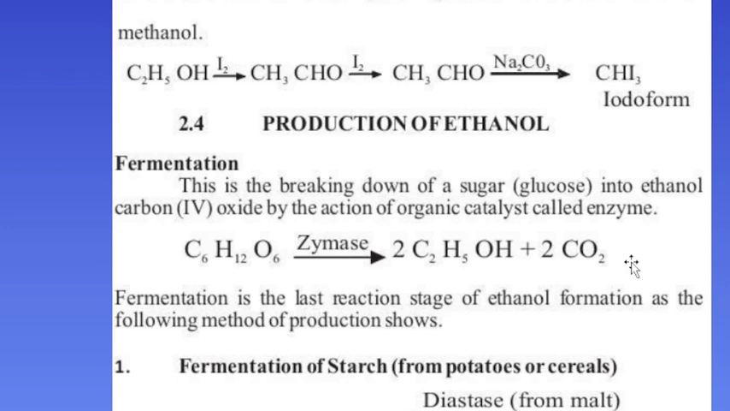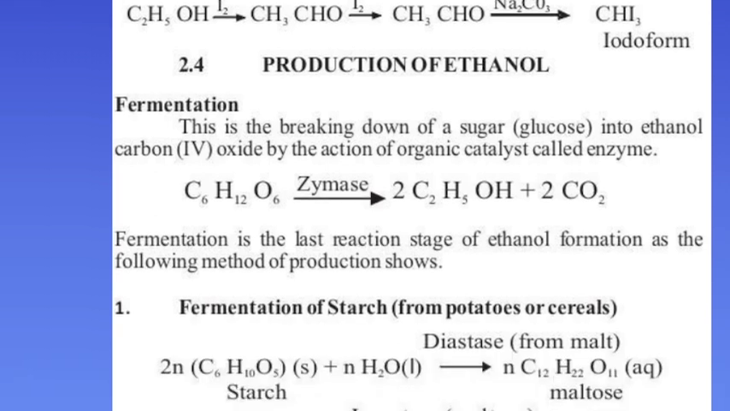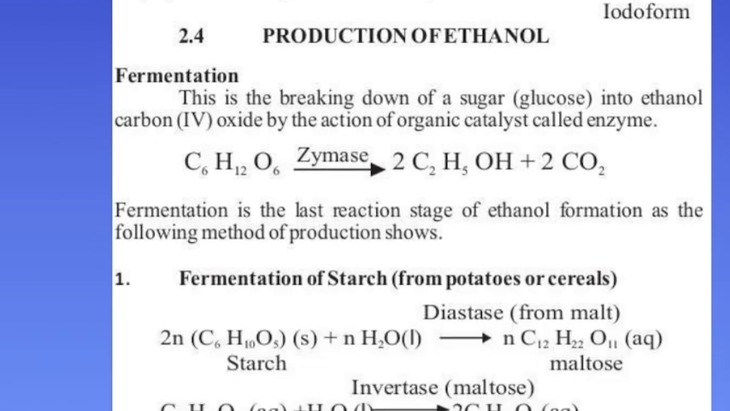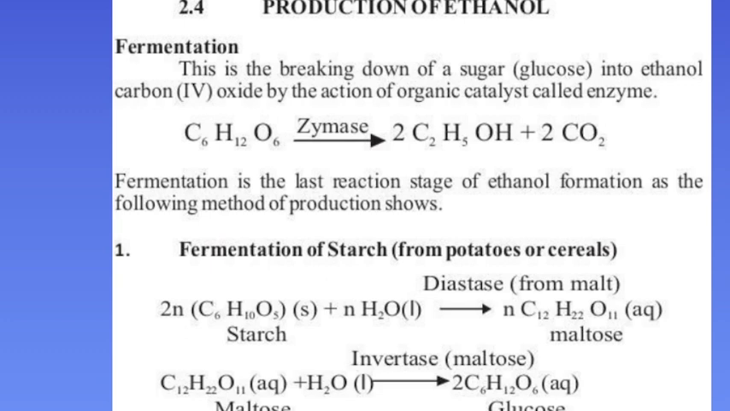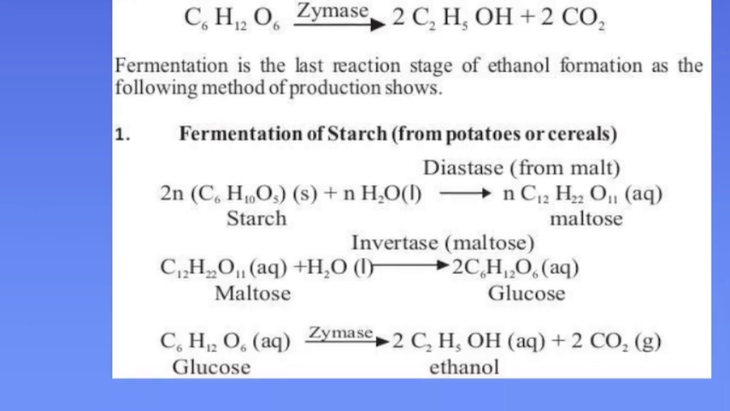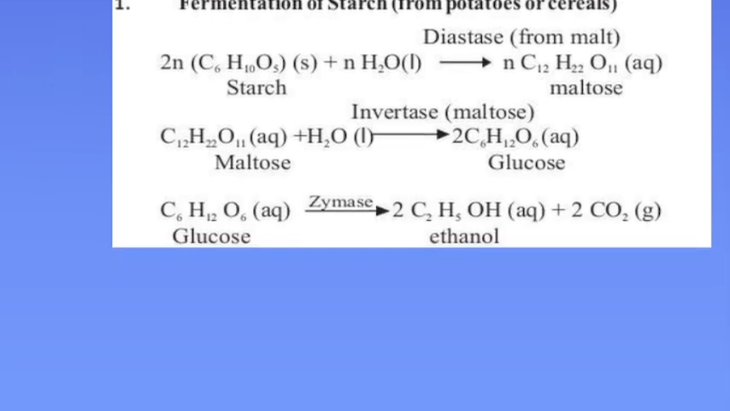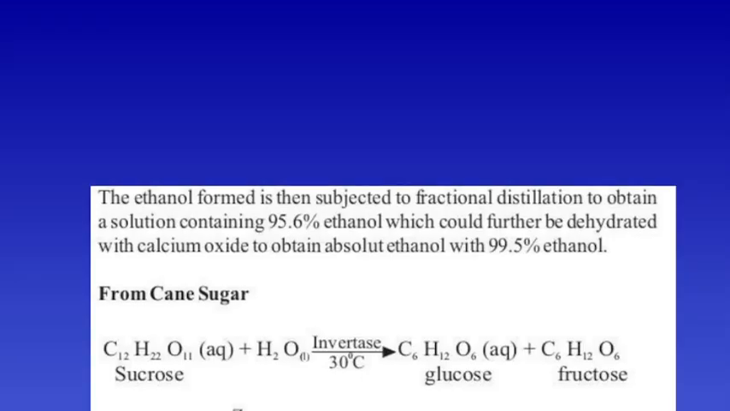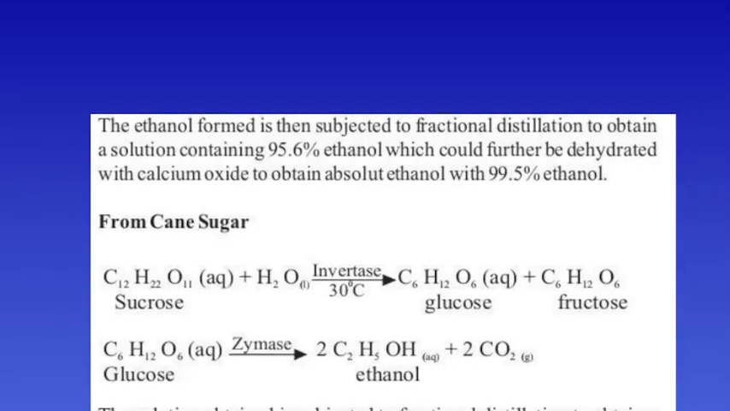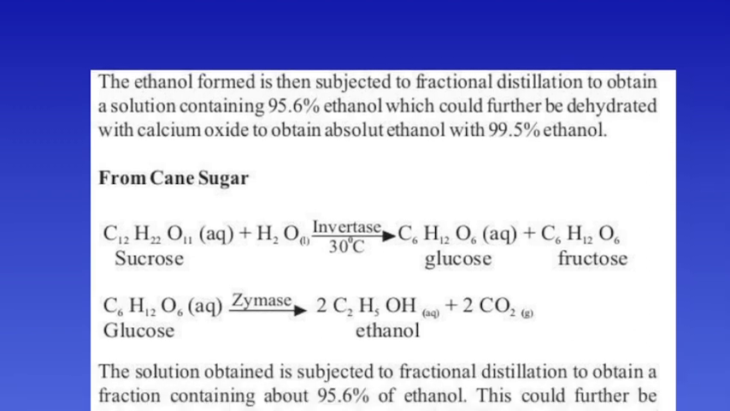Now, as I said, if you are considering starch, all you need to do is to break down the starch first to get your maltose by hydration. Then you convert your maltose to glucose, and then your glucose is converted to ethanol, basically, and it would also give CO2. So the general principle behind this is break down whatever carbohydrate you are given to the glucose form, and then ferment the glucose, and automatically ethanol is produced.